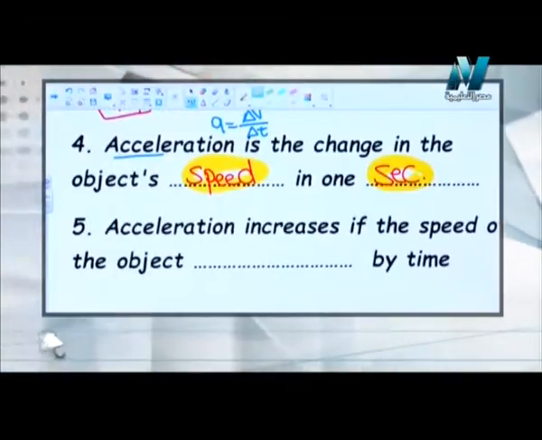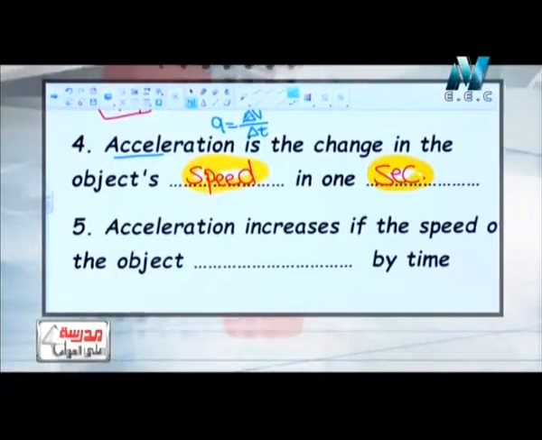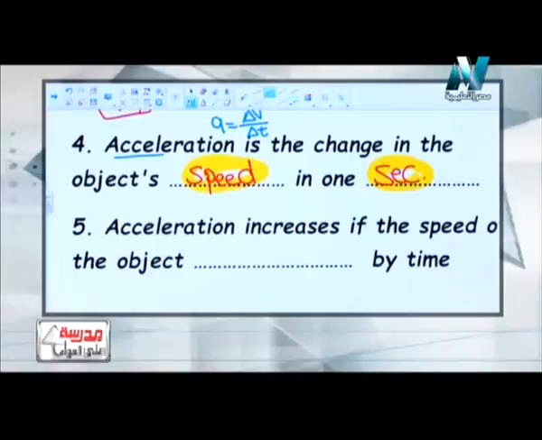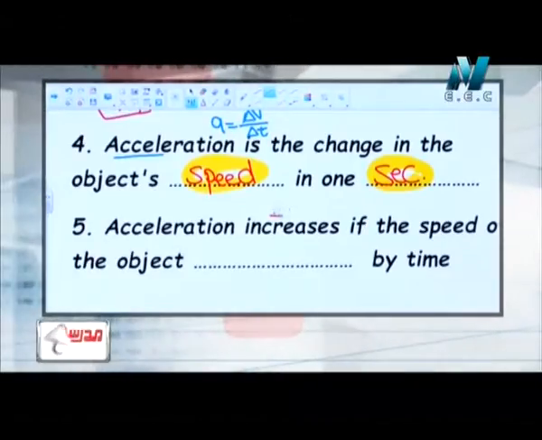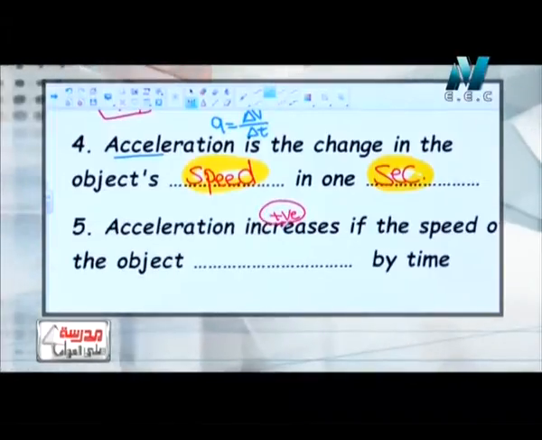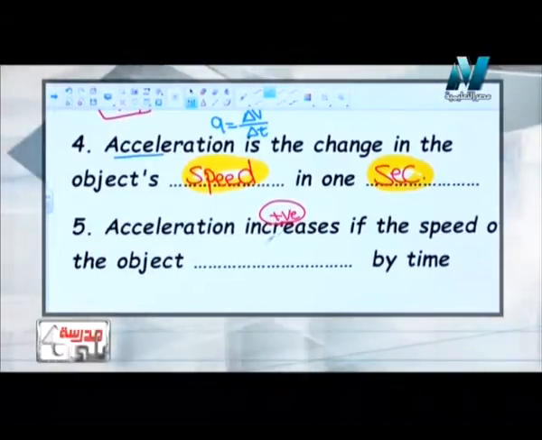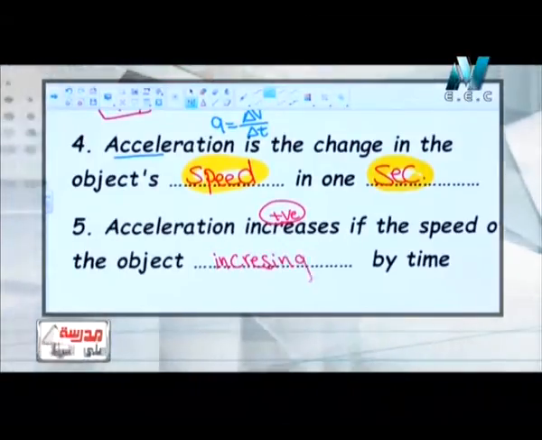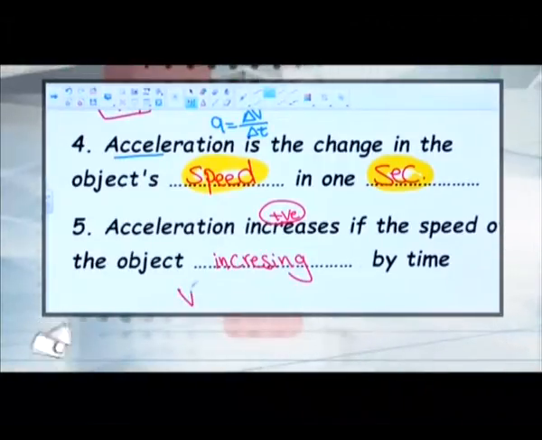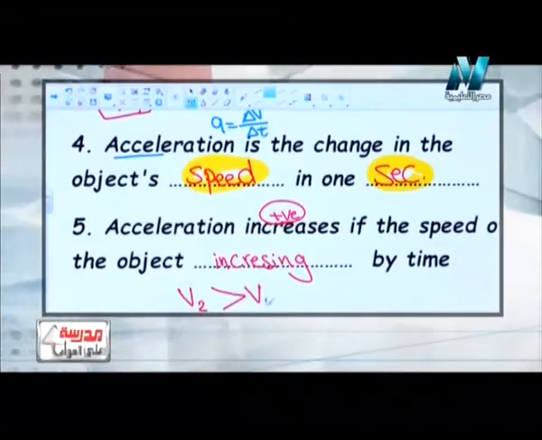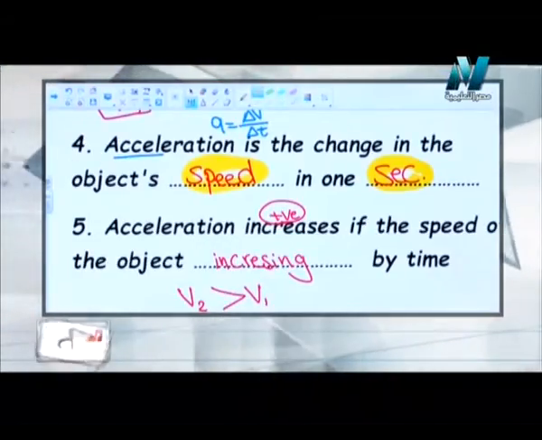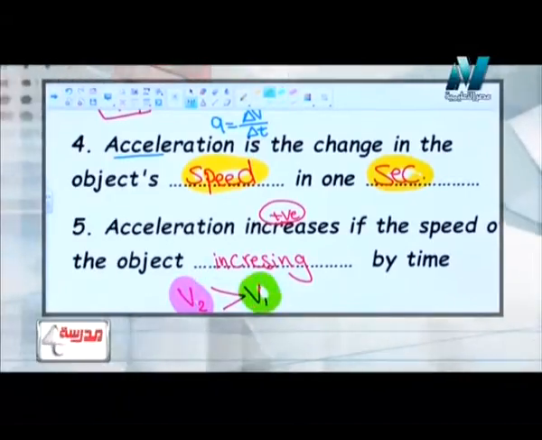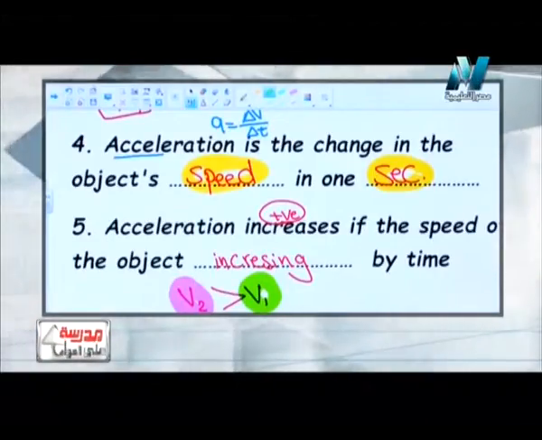Number 5. Acceleration increases if the speed of the object increases by time. So acceleration increases, which means positive acceleration. It increases if the speed of the object is increasing by time, because V2 is greater than V1, or final speed is greater than initial speed. So the speed is increasing by time.